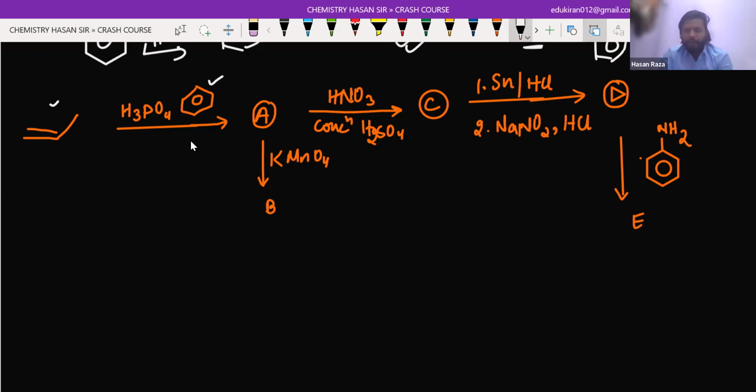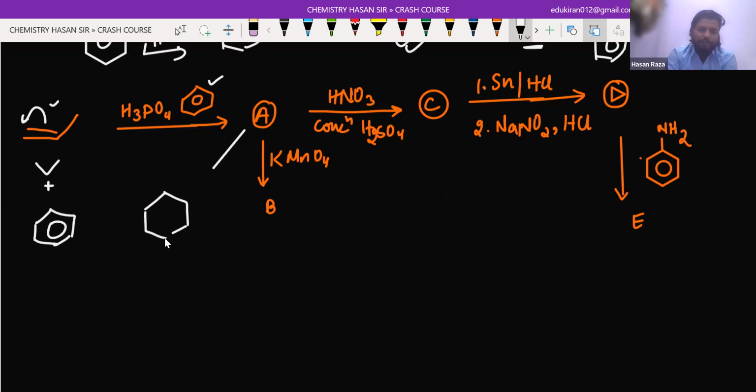Should I explain? Okay, let's see. So what will happen? There will be formation of carbocation here and this benzene will come in contact with this. Now it will form a compound like this. This will be A. Formation of carbocation took place. From here, one of the hydrogens will go out in the form of H plus. So there will be negative charge and this negative charge will be attracting this. So it will form this. So this is your A.